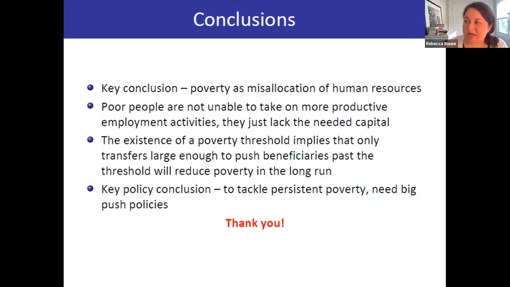Another question: can you highlight the other supports from BRAC, like business counseling, et cetera, that are provided in addition to the asset transfer? In some other studies, these counseling services were said to be important. So how do those interact with the asset transfer?